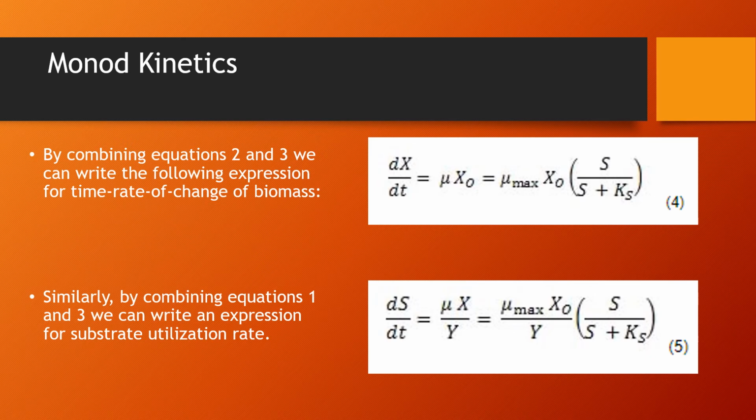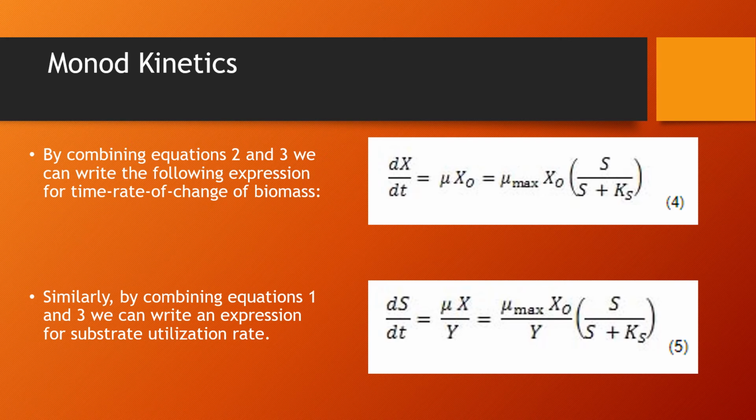Now by combining equations 2 and 3 we can write the following expressions. These are the expressions which we can derive from the previous equations. For the time rate of change of biomass, dx by dt equals mu x naught. Mu is the specific growth rate, x naught is the initial cell mass. Now replacing mu with mu max S by S plus Ks multiplied with x naught, this is the rate of change of biomass with time.